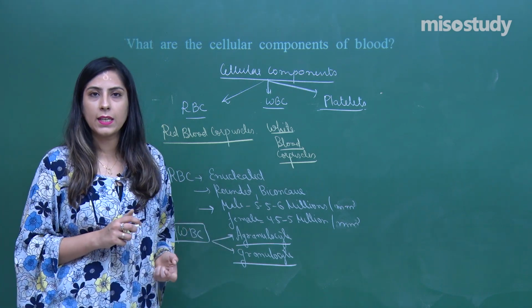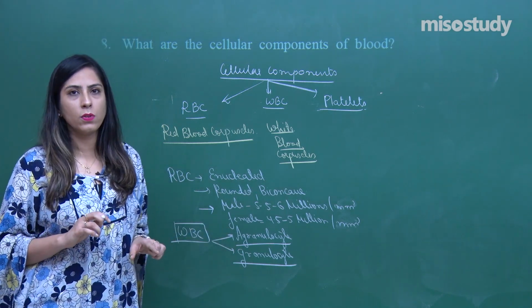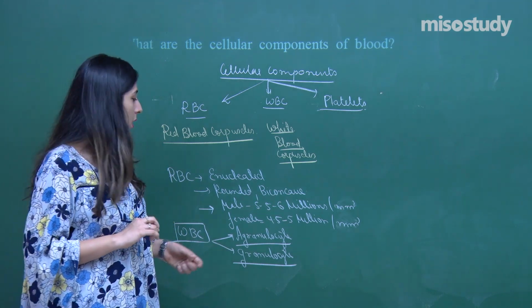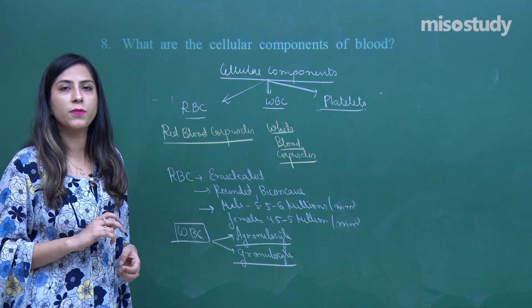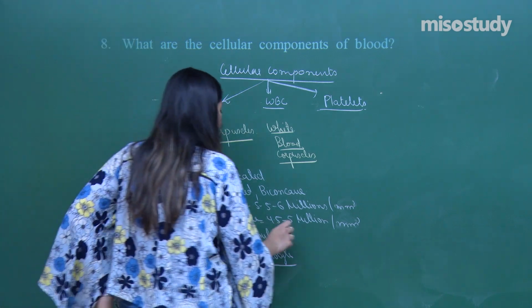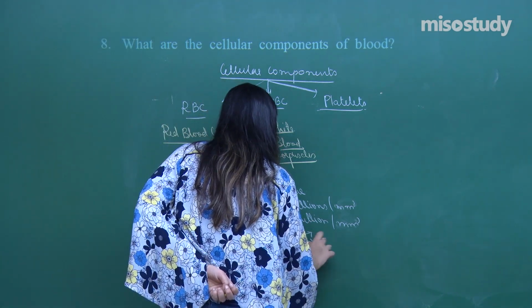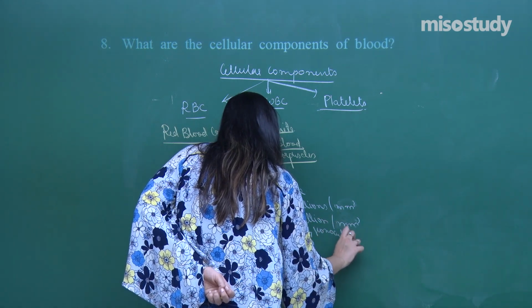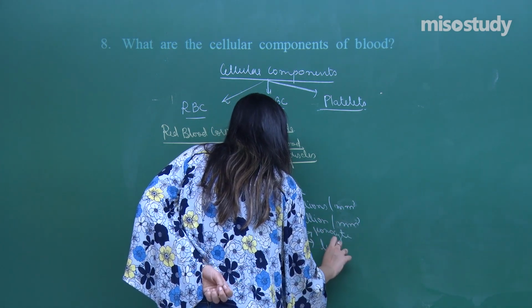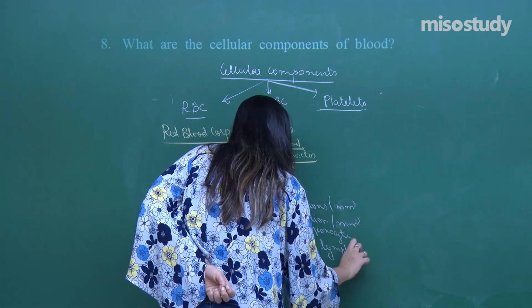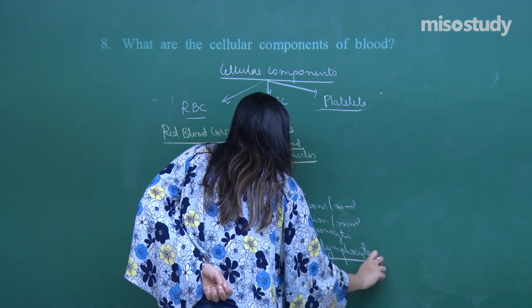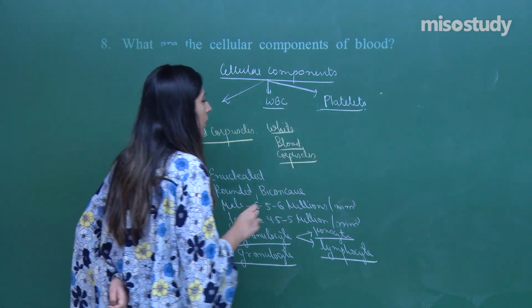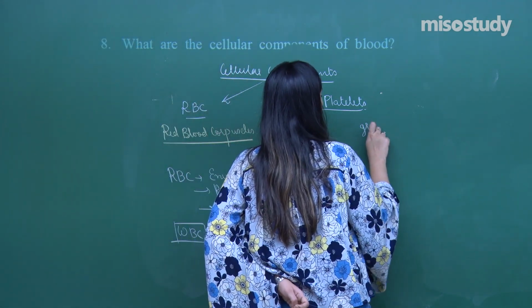Agranulocyte means in this case the cytoplasm is clear, no granules are present. In the granulocyte case, the granules are present in the cytoplasm. Granulocytes and agranulocytes are further divided. Agranulocyte is further of two types. One is called monocyte and the second is called lymphocyte. Monocytes and lymphocytes. To talk about the granulocyte, you have to explain the types further.